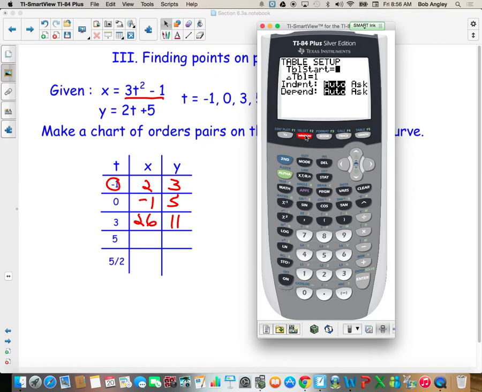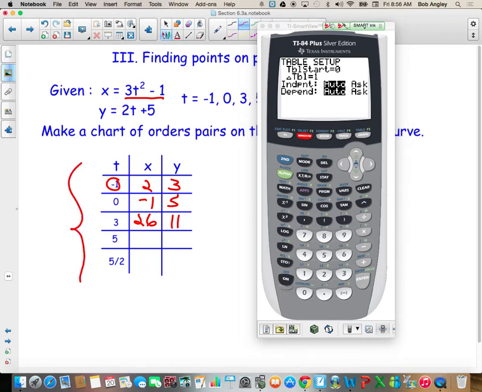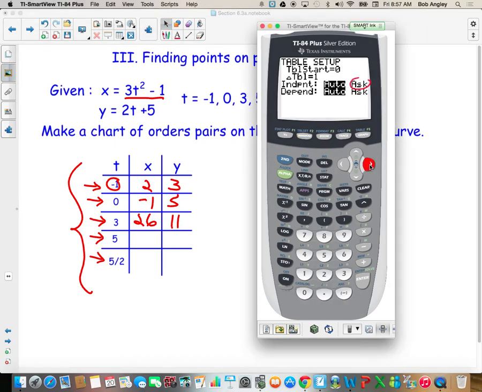Anytime that we have to fill in numbers in a chart, we want to be observant about one thing. Do these numbers go up in a pattern? Yes or no? They don't. If they don't go up in a pattern, then we need to go over here and change the independent variable to ask. So do that. Go down to here, go over to ask and press enter. Now go second table.